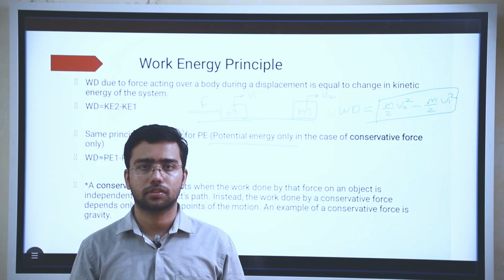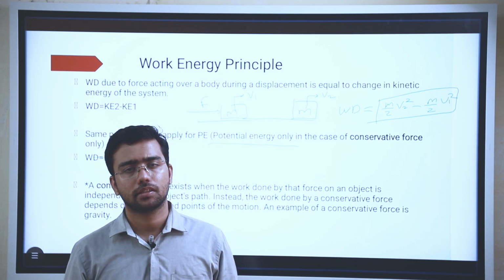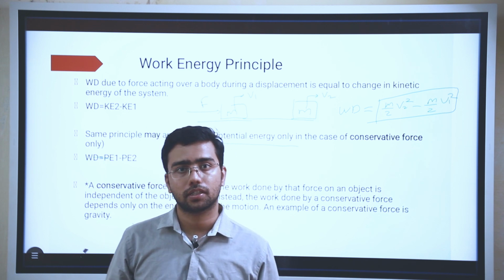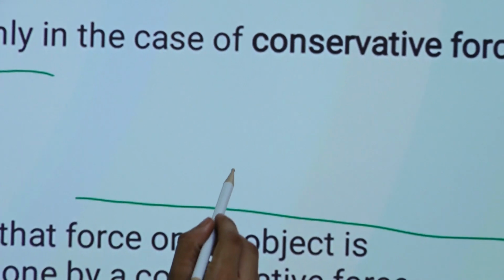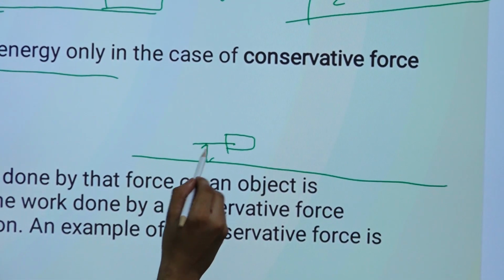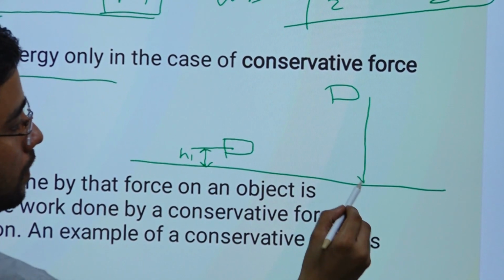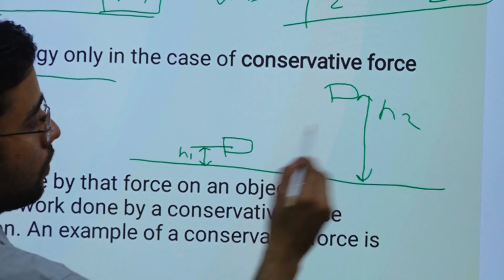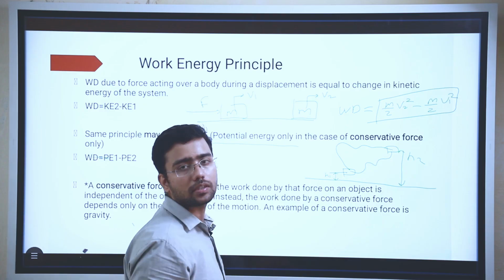First one is the gravity force, right? We all know the potential energy because of gravity is mgh. It only depends upon the height. Suppose this is the ground and this is the body. If you move this body from h1 height to h2 height, from any path, the work done will always remain the same, right?